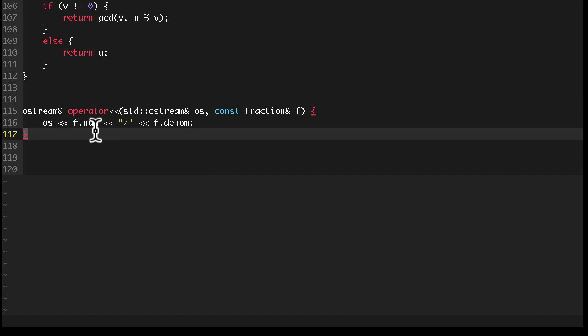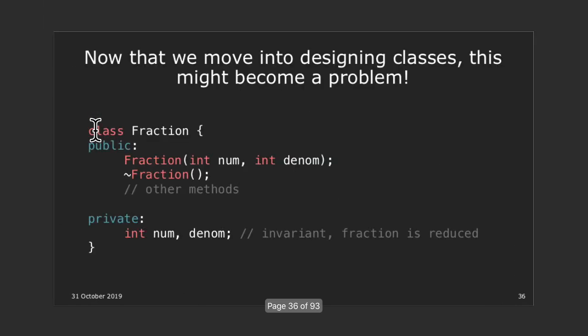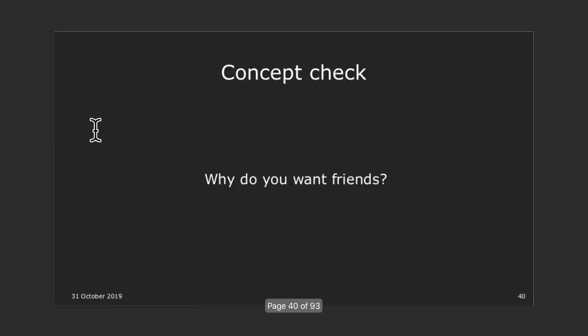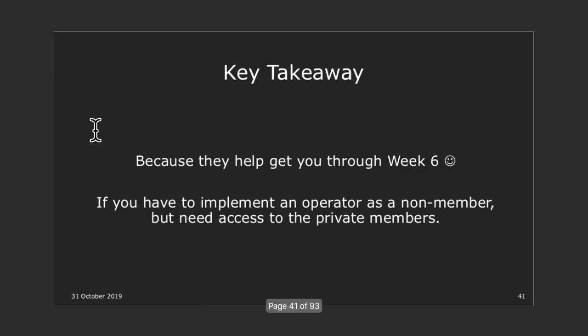And then the other takeaway is friend. Okay, I have a really cute slide over here. Friend. Why do you want friends? Because they help you get through week 6. But no, the real answer is you need them to access private member variables.